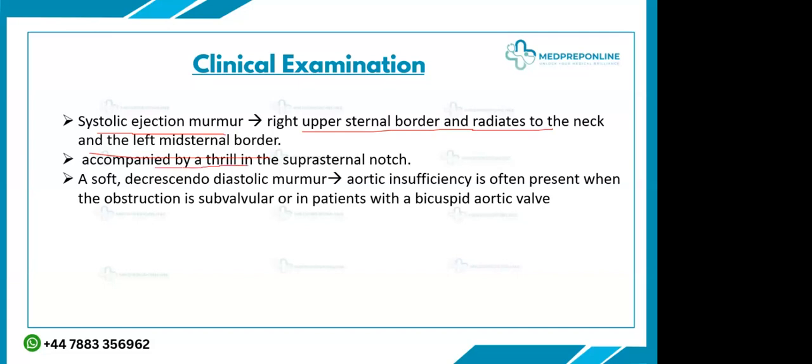It will also be accompanied by a thrill in the suprasternal notch, and a soft decrescendo diastolic murmur, that is the aortic insufficiency, is often present when the obstruction is subvalvular or in patients with a bicuspid aortic valve. But these two are the findings, that is the thrill along with the systolic ejection murmur on the right side of the upper sternal border along with its radiation to the neck. This is the hallmark of aortic stenosis which you need to remember.